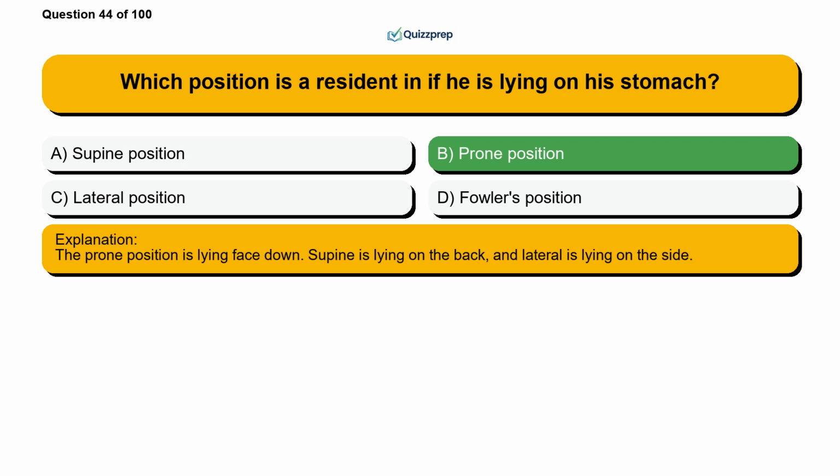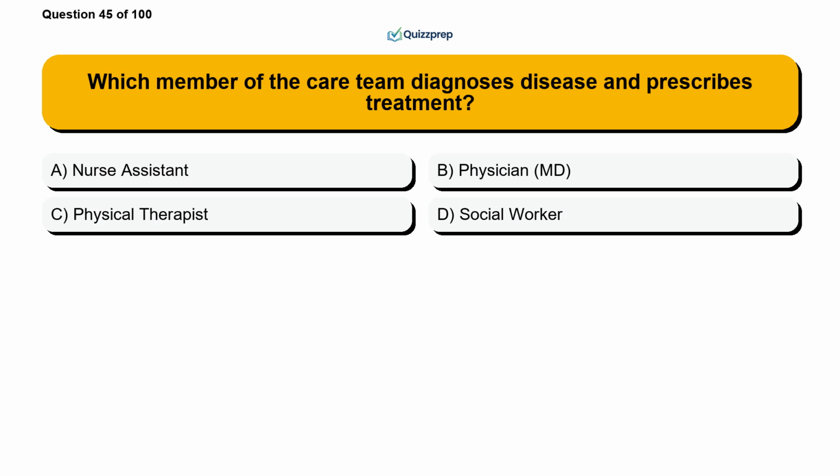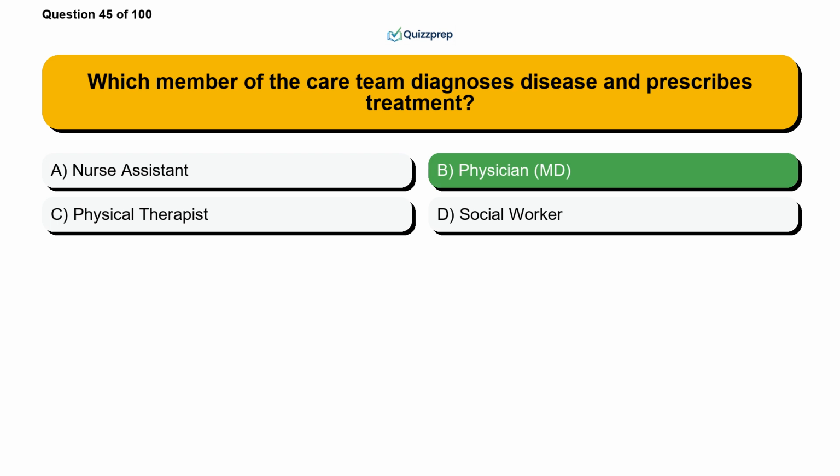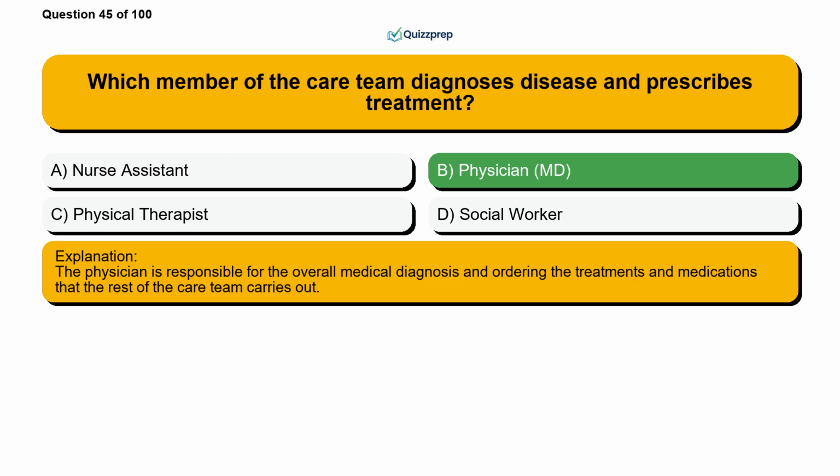Question 45. Which member of the care team diagnoses disease and prescribes treatment? Option A, nurse assistant. Option B, physician, MD. Option C, physical therapist. Option D, social worker. The correct answer is option B, physician, MD. The physician is responsible for the overall medical diagnosis and ordering the treatments and medications that the rest of the care team carries out.